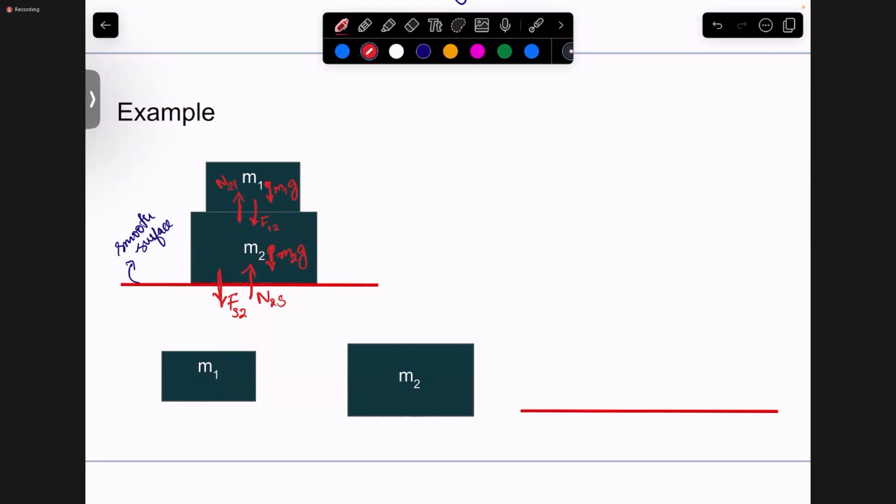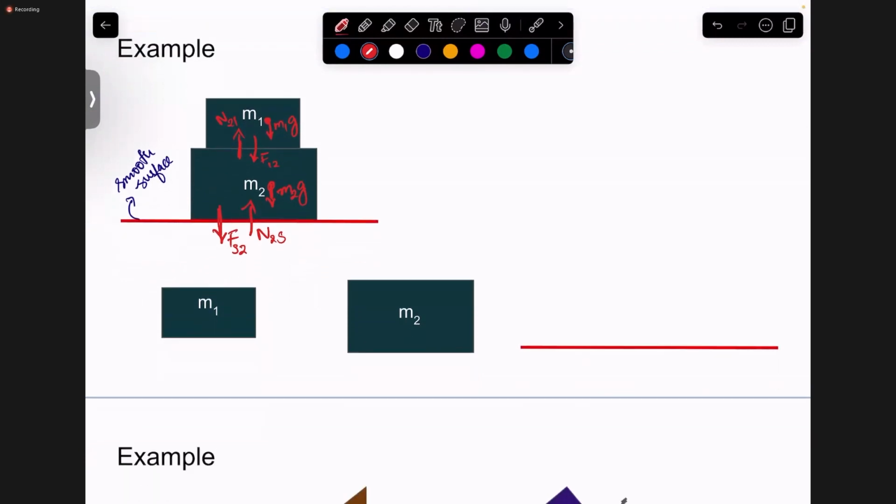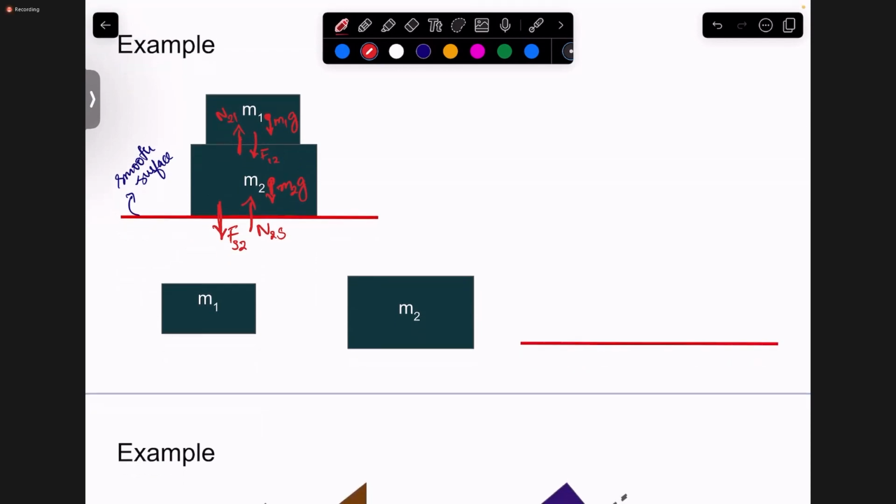Okay, so now we will see individually the free body diagrams of each of the blocks. So how to see that? We can draw M1 first. So how is M1 drawn? First, M1G is there. So that is the weight of the block acting downwards. Then this N21 is there. That is the normal reaction by 2 on 1.